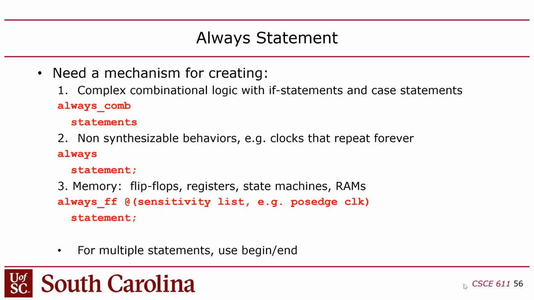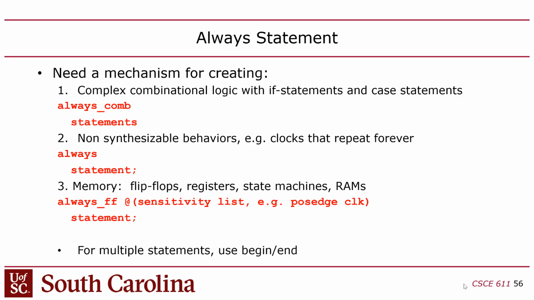Now, here's the part that's a little weird. If you use always comb, then there is an implicit sensitivity list, meaning that the always statement will activate, much like an assign activates, when any of the inputs change, where the inputs are basically any signals that are used as inputs in the always statement. So like if you have if A equals B, well, A and B would be inputs. Or if you say C equals A plus 1, well, then A is an input, right?